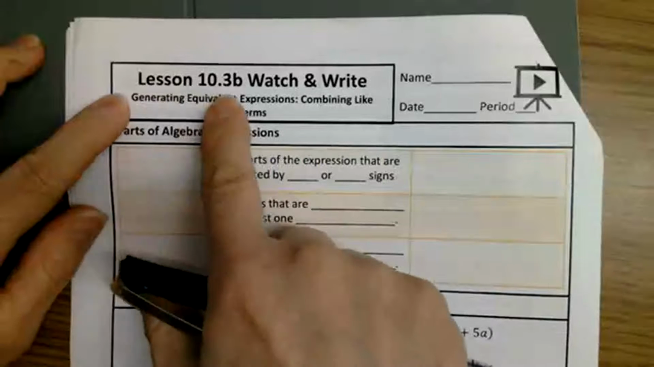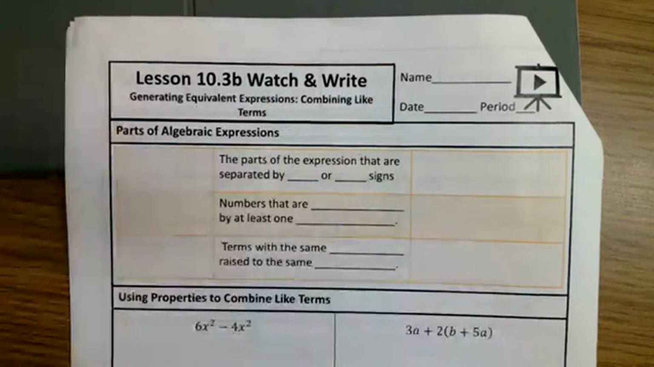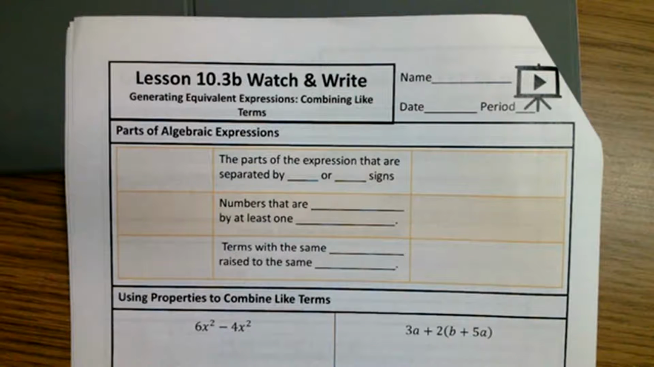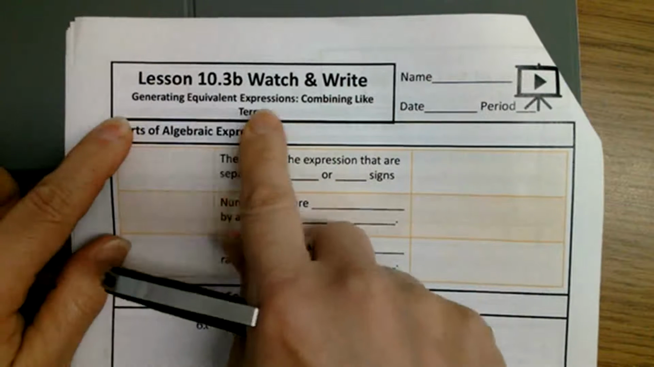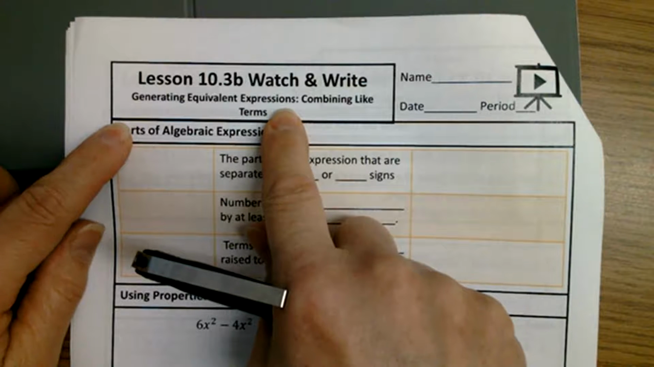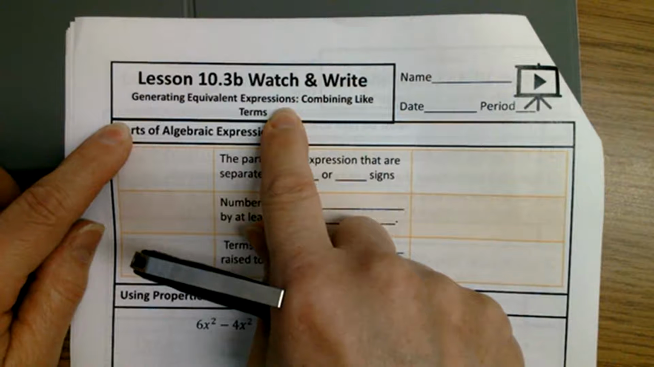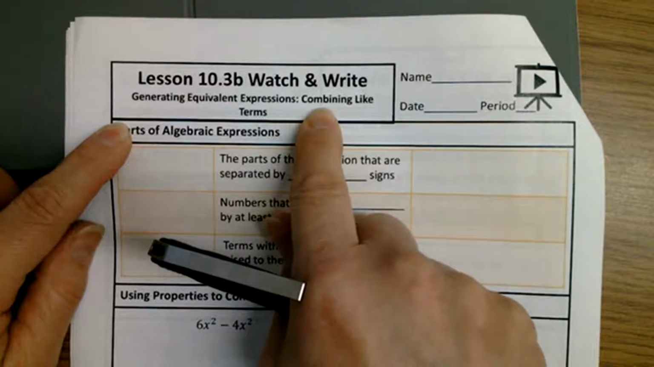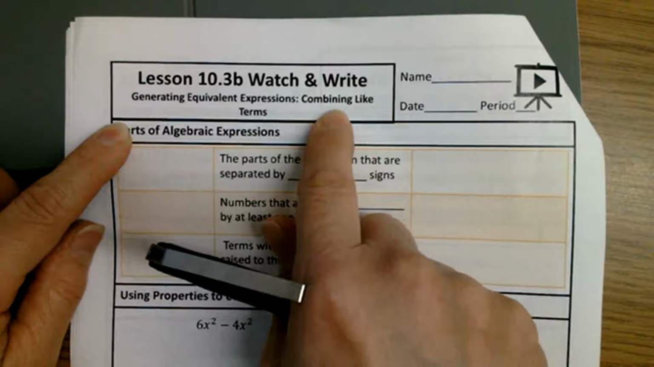Hey, this is lesson 10.3b. It's the last lesson in module 10. So generating equivalent expressions. We are still writing, finding, and matching equivalent expressions, okay? This time we're going to do it by doing something called combining like terms.